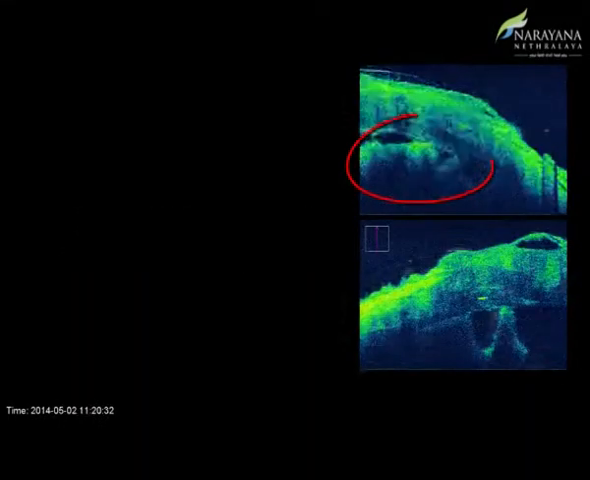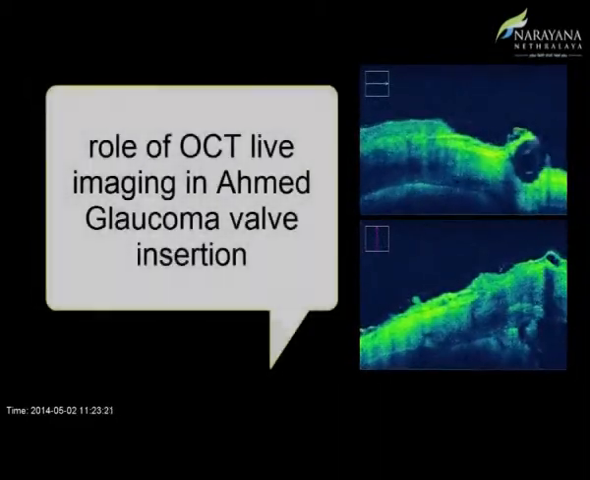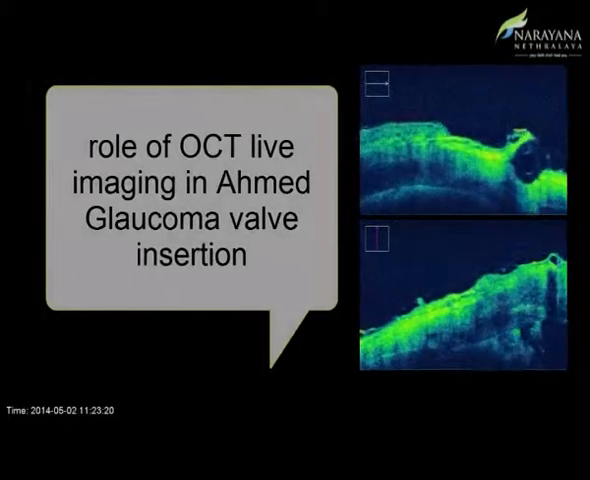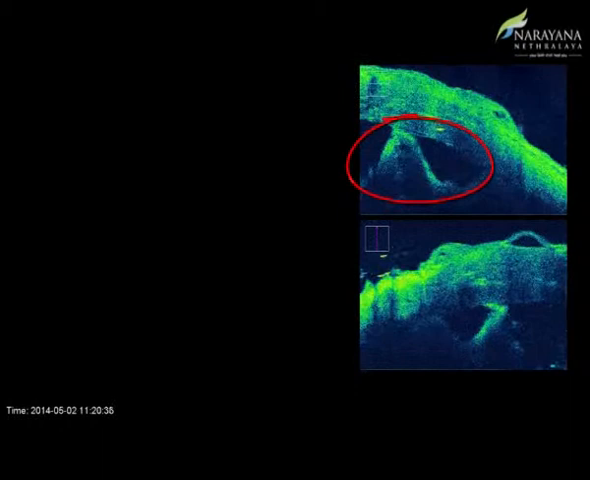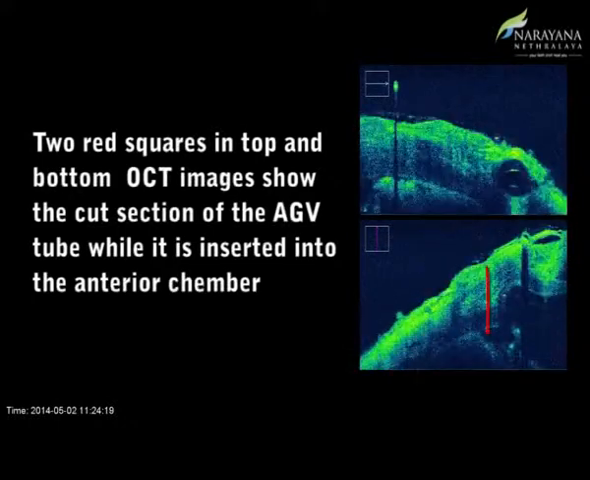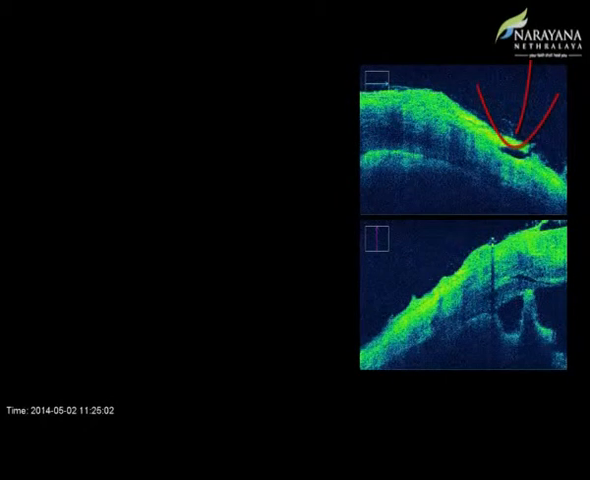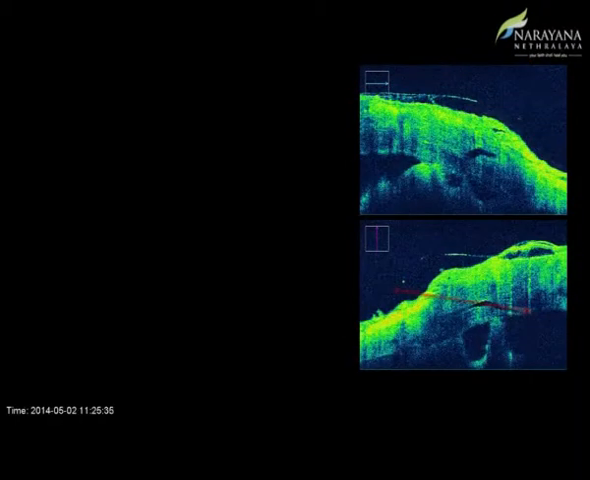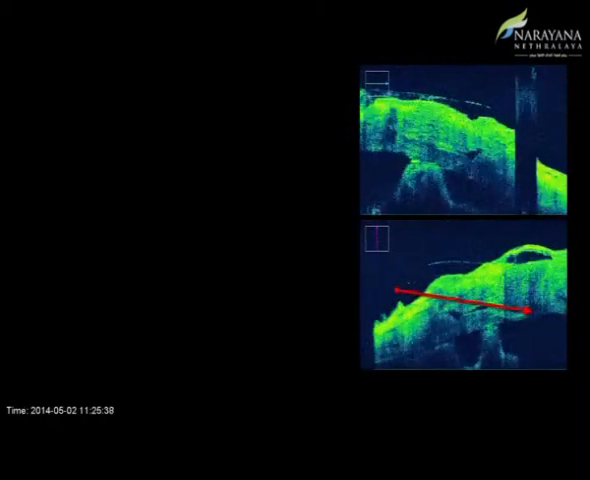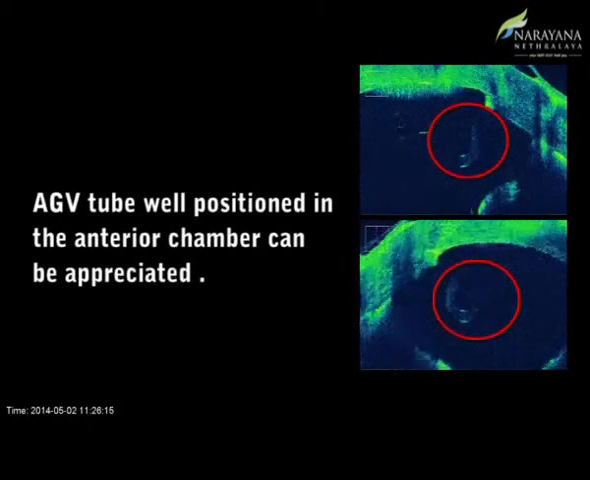This eye underwent Ahmed valve implantation for intractable glaucoma following a failed penetrating keratoplasty. The OCT images show peripheral anterior synechiae at the graft-host junction. The red arrow in the top right OCT image shows the outer point of entry for the tube, while the red line across the lower image shows the plane of insertion of the tube. The two red circles in both the images demonstrate the tube well positioned in the anterior chamber.